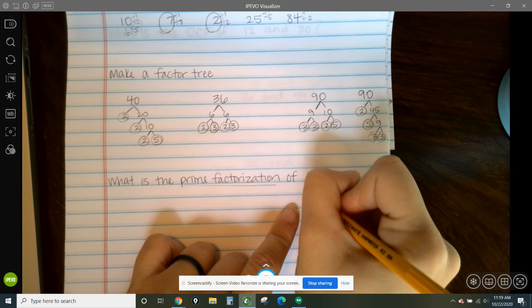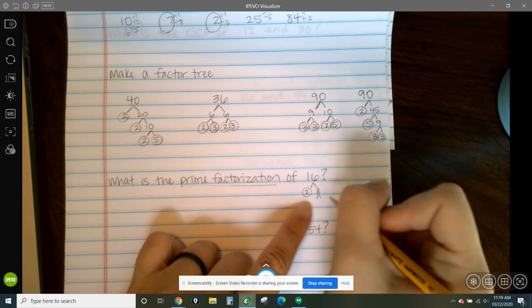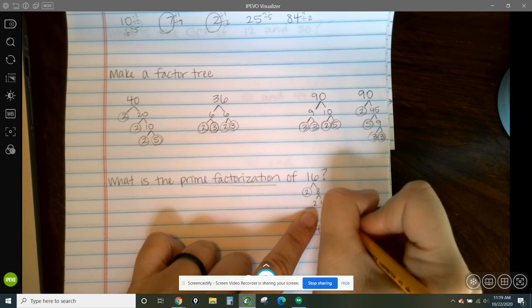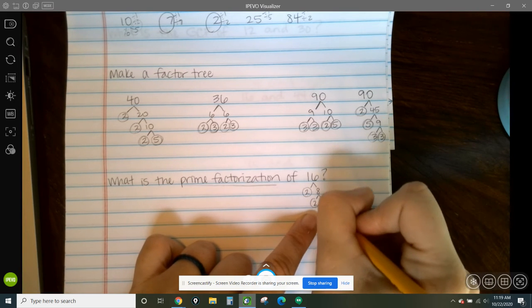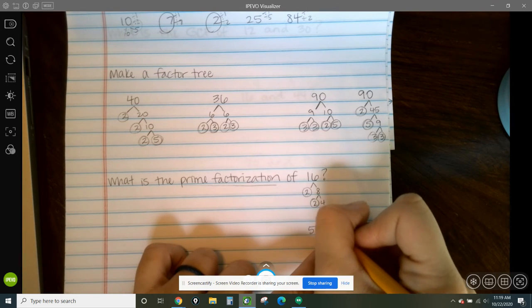I know 16 is 2 times 8. I know 2's prime, so I'm done there. 8 is 2 times 4. I know 2 is prime, so I'm done there. 4 is 2 times 2.